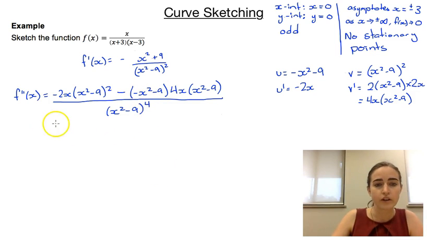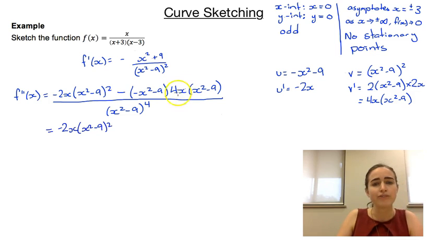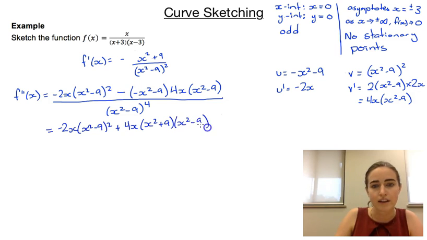So we want to make that look a little bit nicer, so we'll leave that first term as it is. But this next one, I'm going to pull that 4x to the front. I'm also going to pull out a negative from this bracket here. So pulling out a negative would make this x squared plus 9, and it would also make this negative into a positive because we'd have negative, negative. So we're going to have positive 4x, and then this bracket became x squared plus 9, and we've still got our x squared minus 9 there, all over that same denominator of x squared minus 9 to the power of 4.